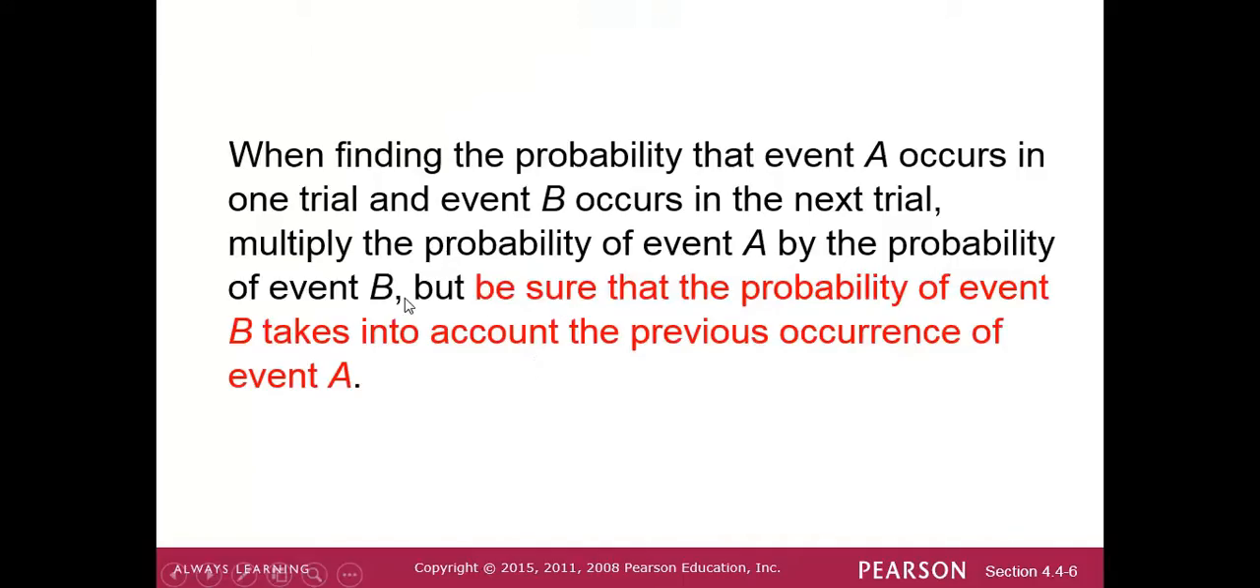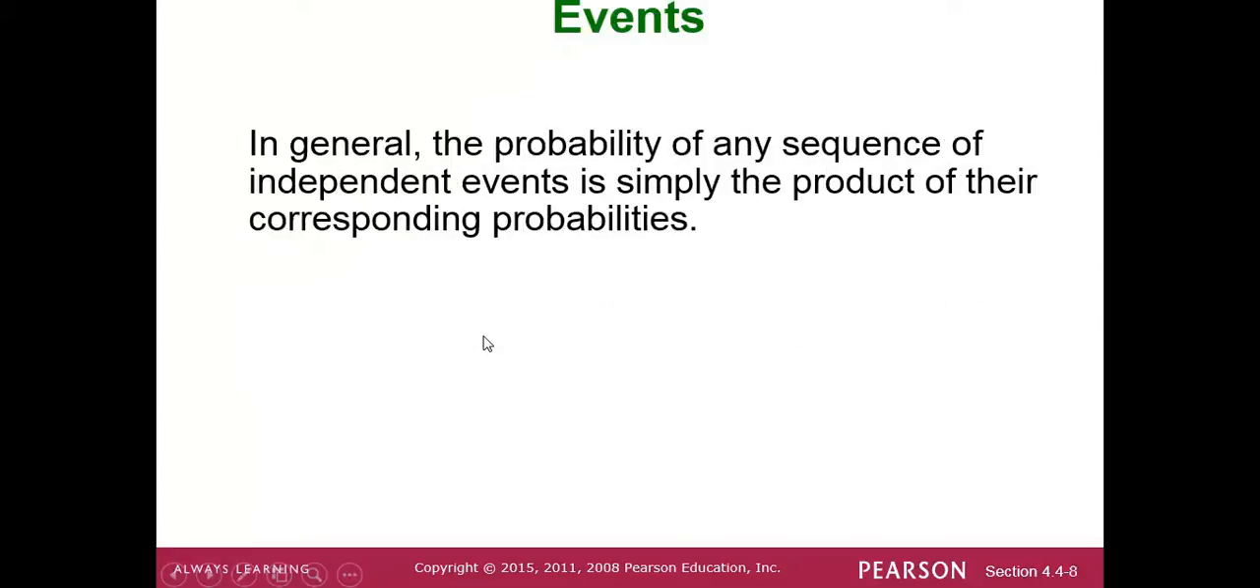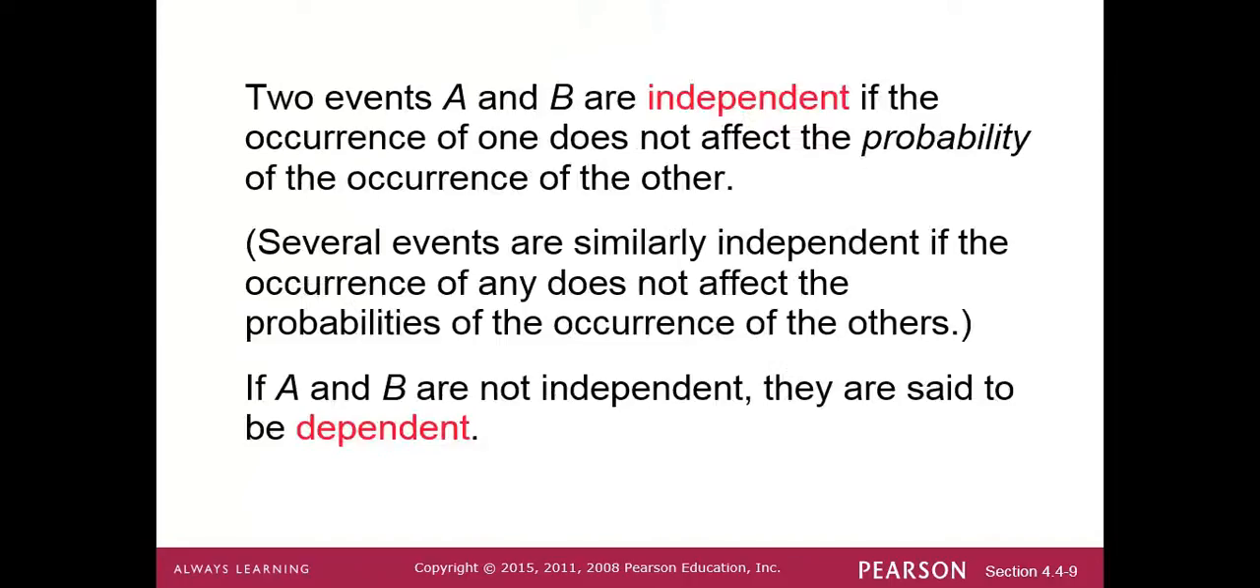So especially if you do the given that or the conditional, you want to be sure the probability of event B is considered if something else had to happen first, if A happened first. So again, if we have several events, we're just simply going to multiply their probabilities.